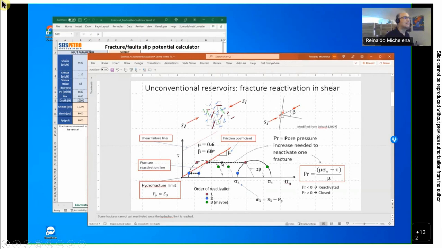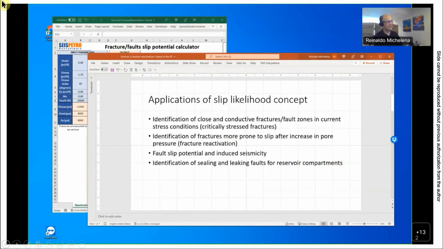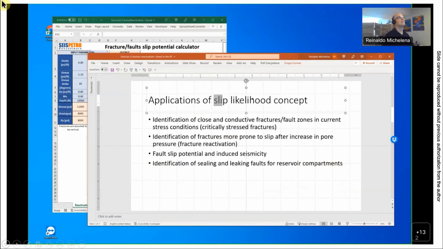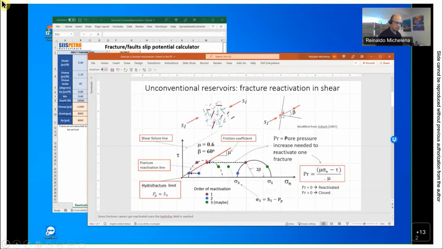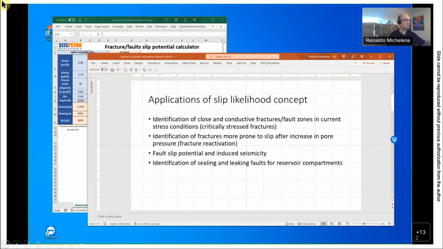In other cases, all the fractures are closed, let's say a tight reservoir, but then you increase the pore pressure to reactivate those fractures. So this concept is exactly the same, and it's important. The slip likelihood is important also in that case. Remember, the slip likelihood is basically this parameter. But then there are other applications that are also extremely important.